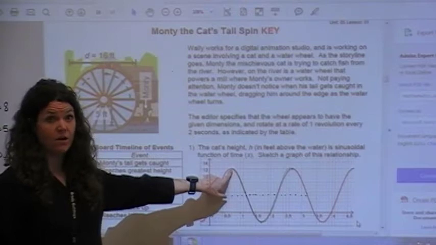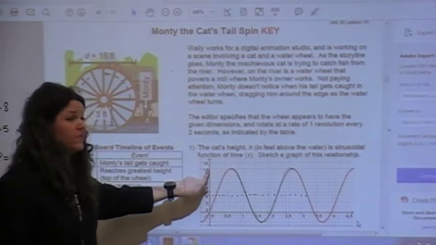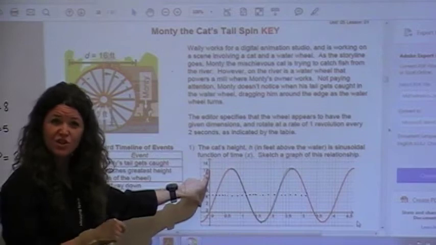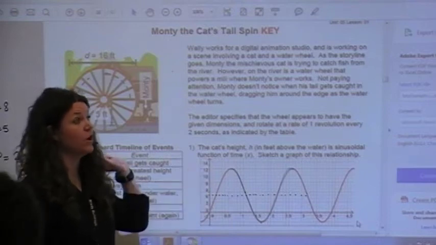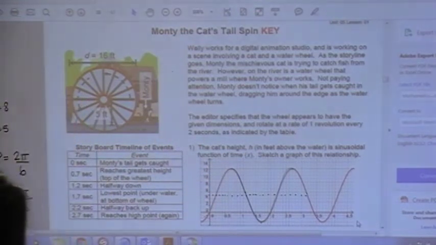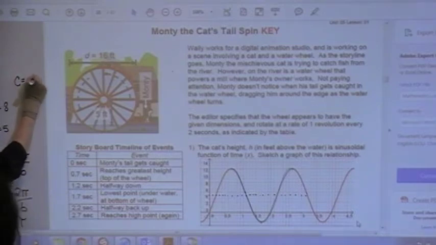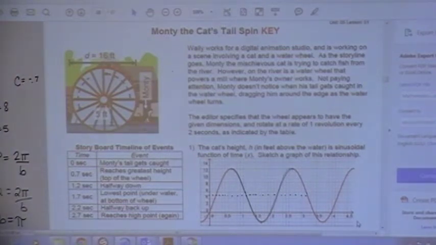Well, it's right here, and it used to be over here. So how far over has it shifted? 0.7. That's your phase shift. Now, it has shifted 0.7 to the right, so we have to put minus 0.7. So my function is f of x equals 8 cosine of pi times (x minus 0.7) plus 5. Once you get that, the rest of this can be answered in your calculator.